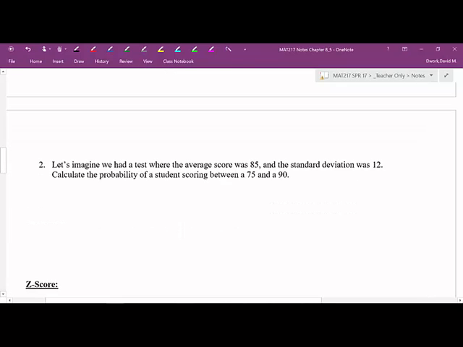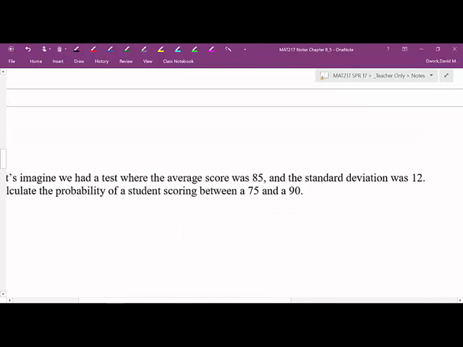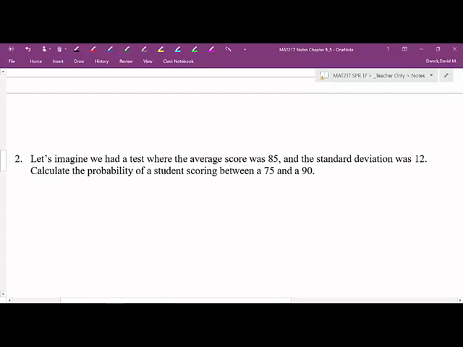So what are we going to do? What are we going to do if it's not easy? Let's imagine, again, same problem, same mean, 85.